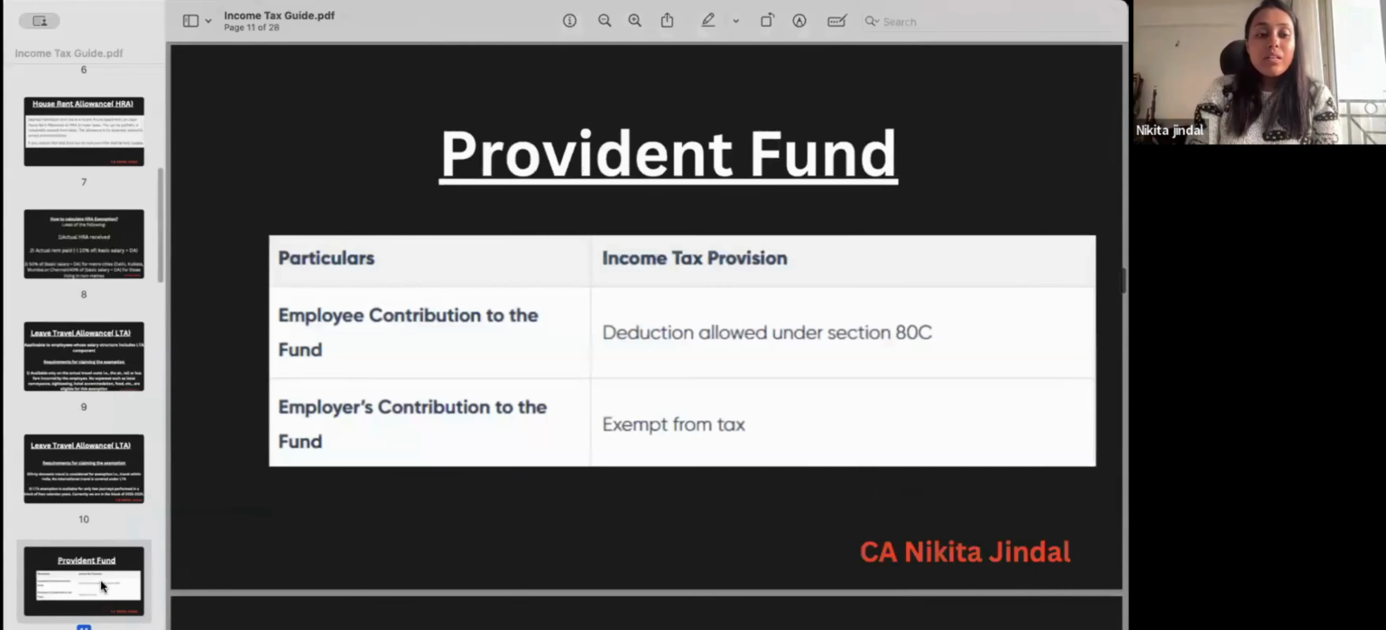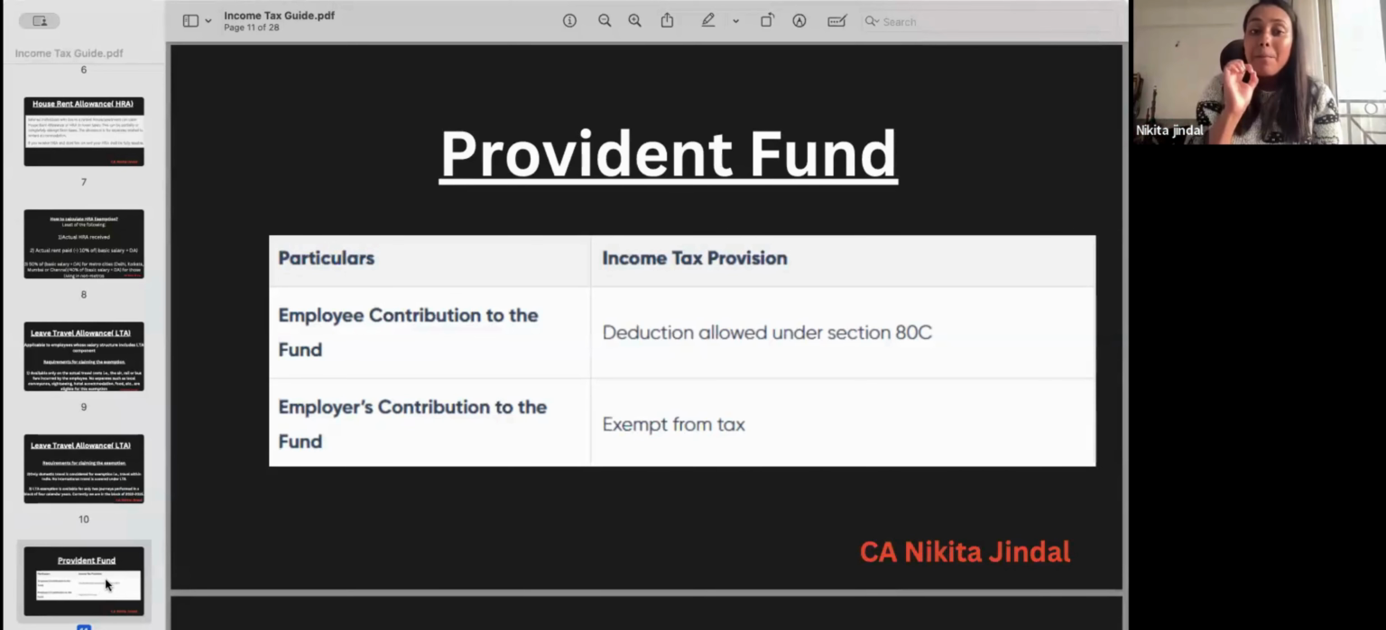Number 3 is Provident Fund. I believe you are all aware of the Provident Fund because it is very common. So 12% of your basic salary is deducted as the employee contribution, and 12% of your basic salary is also contributed by the employer. Whatever the employee contribution, you can claim as a deduction under Section 80C. And whatever the employer contribution, obviously you cannot claim a deduction, but it is exempt from tax.